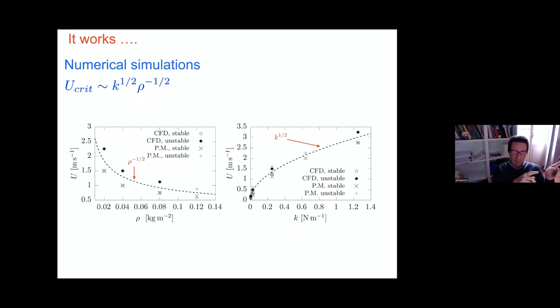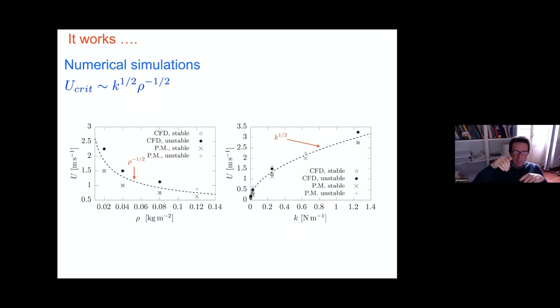In the first plot on the left, along the ordinate we have the velocity u, and along the axis we have rho, the density of the wing, while in the other picture we have k on the axis and u along the ordinate. What we did was a series of numerical simulations starting from the rest position, that means the wing aligned with the flow field. Then we added a small perturbation to the wing and saw what happens.